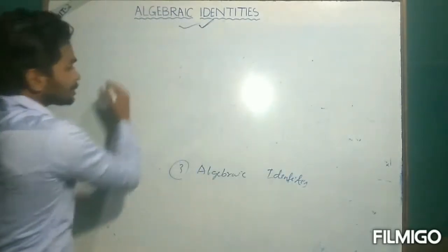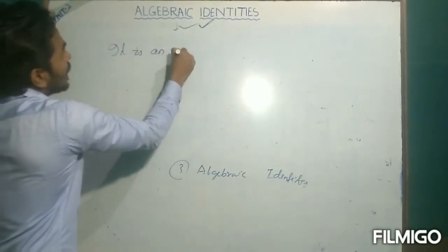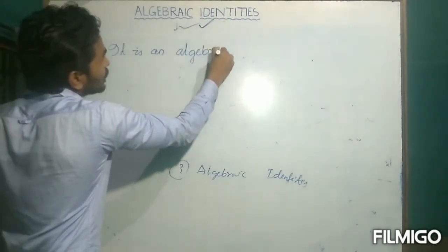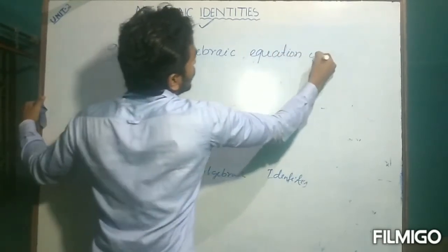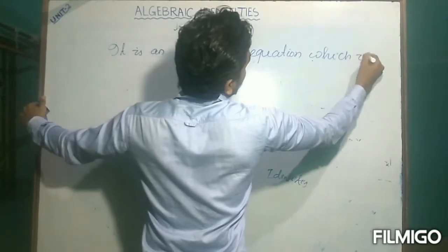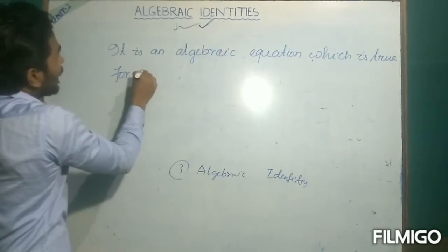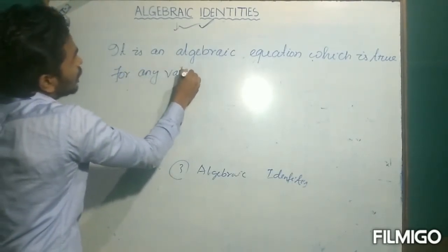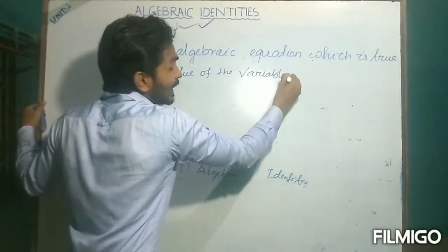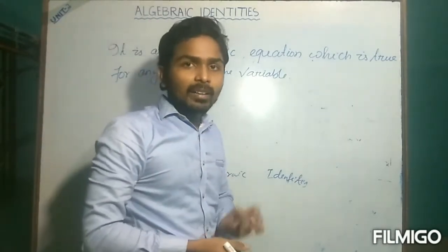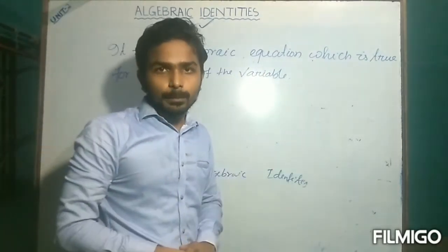I am writing this fast. Algebraic identities: it is an algebraic equation, note it down, which is true for any value of the variable. That means in the algebraic equation case we find only one value of the variable, but here the value of the variable may vary. Okay, how?